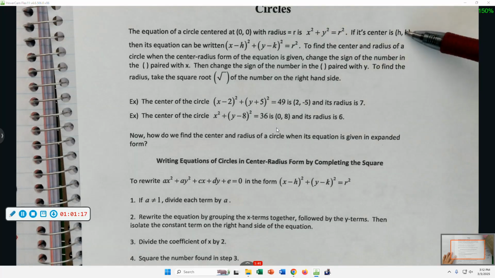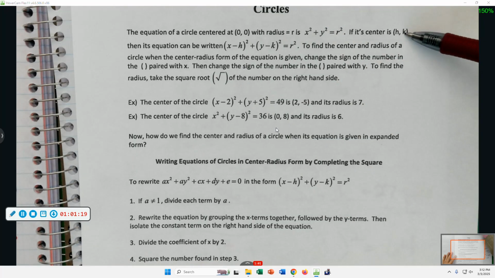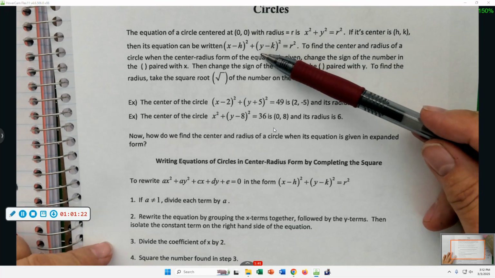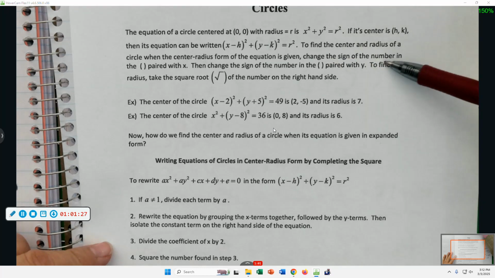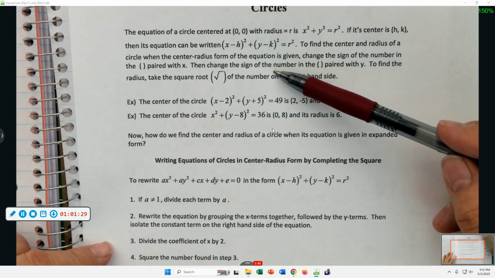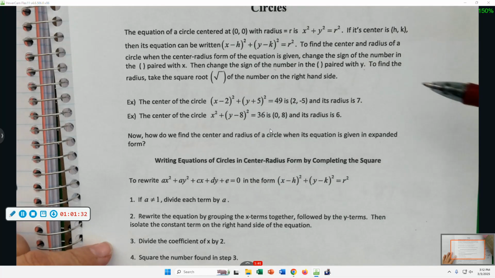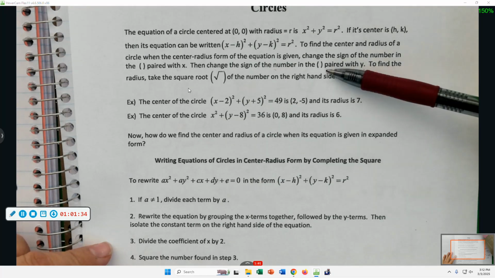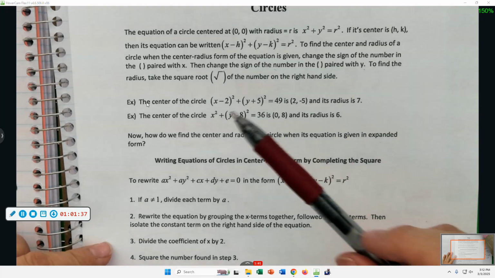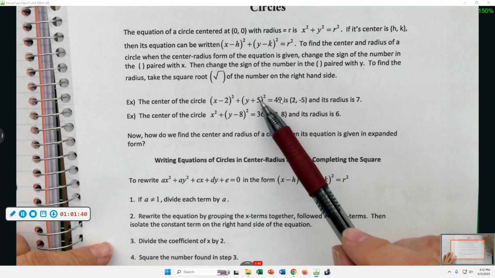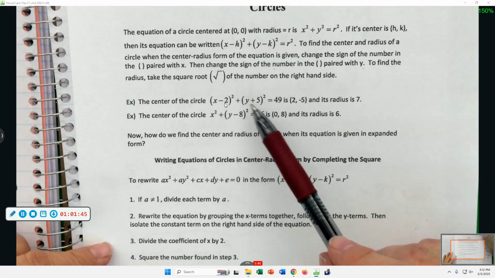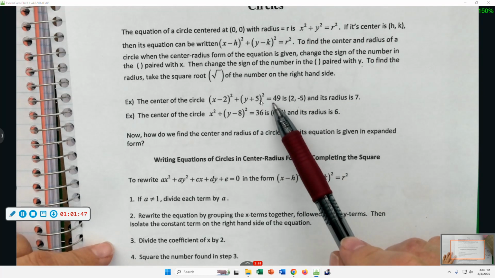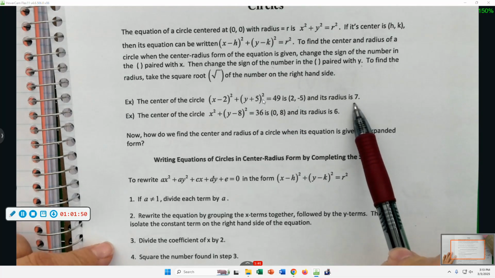So there's the center (h, k), there's center radius form. To find the center and radius of a circle, change the sign of the number paired with x, and change the sign of the number paired with y. To find the radius, take the square root of the number. I think we said all of that. Change sign, change sign. So the center for this first example would be (2, -5). You take the square root of 49 to give you 7.